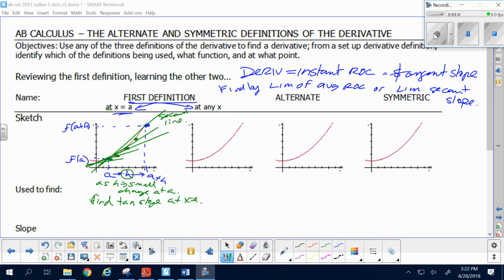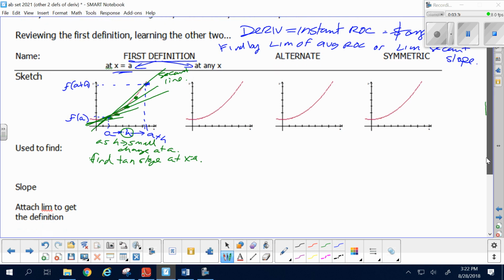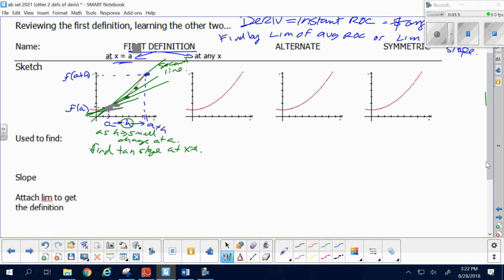A is some actually named point, like at 2 or 3. What's the slope at 2? What's the slope at 3? Something like that. A stands for an actual number. Now the slope between those 2 points would be change in y over change in x. The change in y is the change in the f values, f at A plus h minus f at A, the difference in the y values, over the change in x values. The change in x is A plus h minus A, but A plus h minus A leaves just h. And that represents the slope between the 2 points.